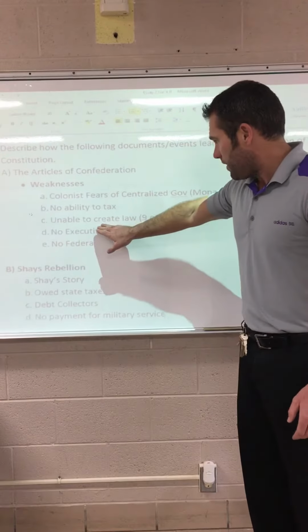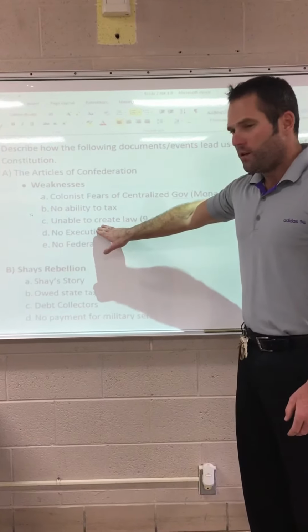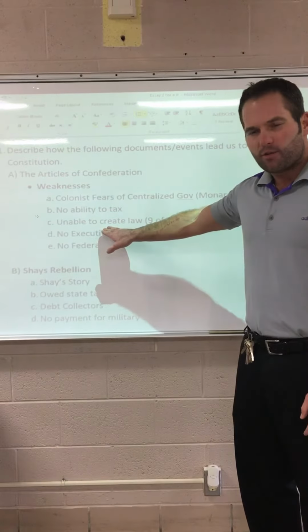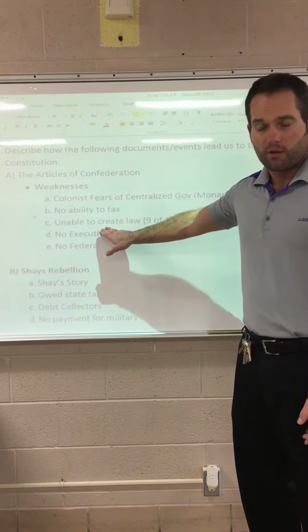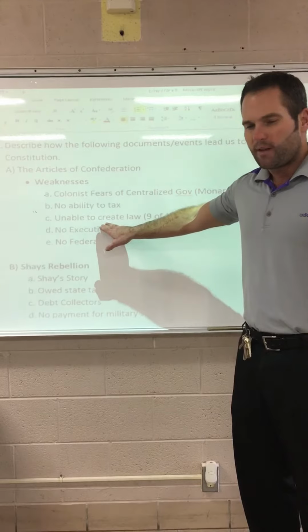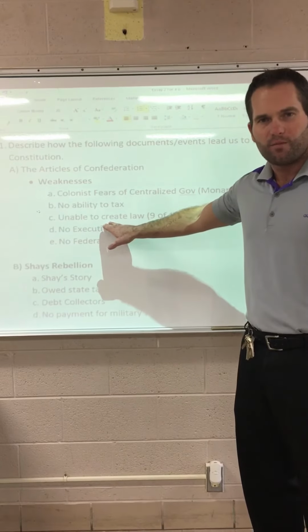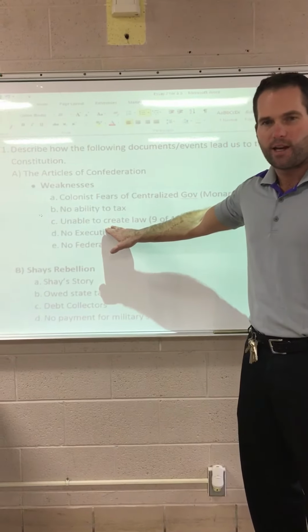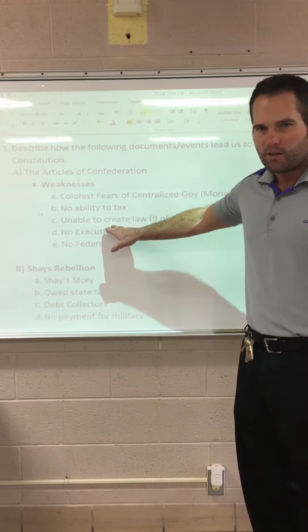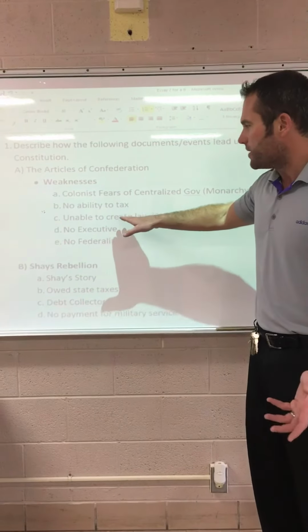2, they were unable to create law. We know that there needed to be 9 of 13 votes to create any law under the Articles of Confederation. You couldn't even get all 13 states to come to a meeting, let alone 9 of 13 actually agreeing on the same thing. Just wasn't applicable.